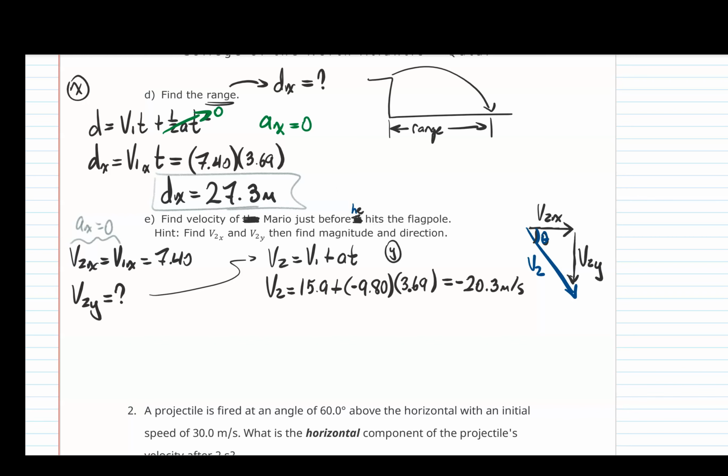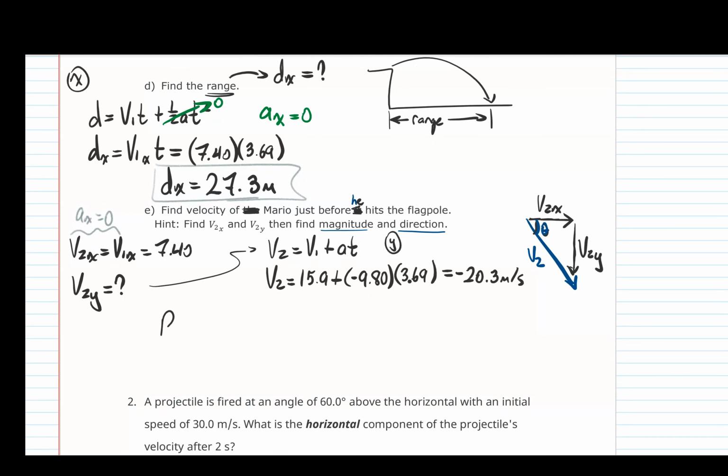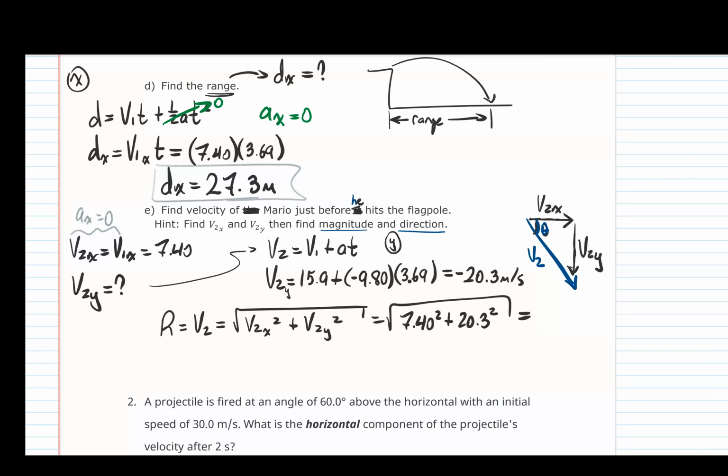We're looking for magnitude and direction. Let's go back to what we know about vectors. The resultant, which in this case will be V2, is the square root of V2 in the x direction squared plus V2 in the y direction squared. You should recognize this. This is 7.4 squared plus 20.3 squared. You can ignore the negative. Square root of 7.4 squared plus 20.3 squared is 21.6 meters per second. That's how fast he's going.